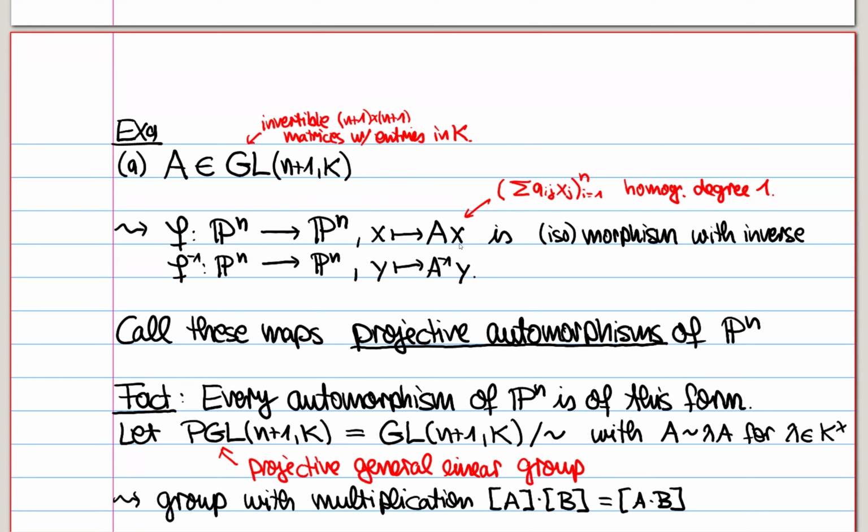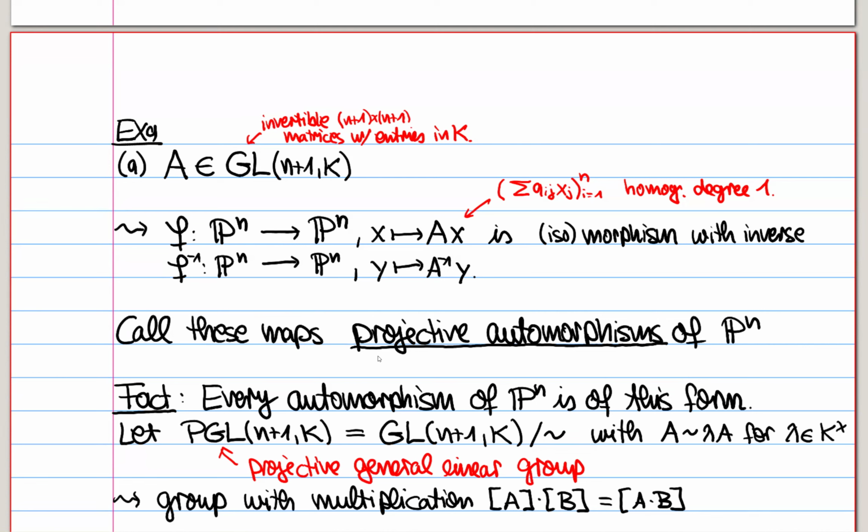And we claim even more, it's not just a morphism here, but in fact we claim it's an isomorphism. And the inverse is now easy to write down. The inverse is just given by the inverse matrix. Clearly, if you compose these two maps, you get the identity in both ways. And so this shows that this is indeed an isomorphism with this given inverse. And we call these maps the projective automorphisms of Pn.